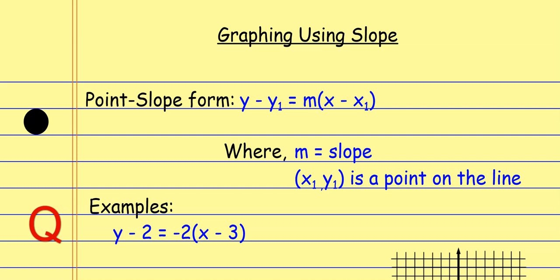There are two formats of the equation that we're going to look at for plotting a point and then using the slope to graph. The first is called point-slope form. And point-slope form gives us two things. It gives us a point that's on the line, and it gives us the slope of the line. And that's why it's called point-slope form. So it's y minus y sub 1 equals m times x minus x sub 1, where m is the slope. That's the pattern we're going to use, that rise over run. And then x sub 1, y sub 1, that's the point that's on the line. So that's giving us an ordered pair.